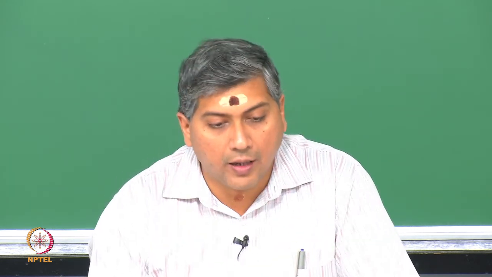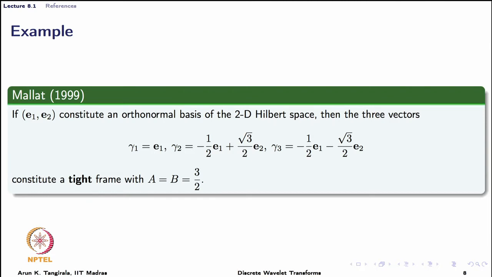So let us look at a quick example here, which I borrowed from Mallat's book. Suppose I am looking at the 2-dimensional Hilbert space, that is, 2-dimensional real space where the inner products are defined, could be real or complex.